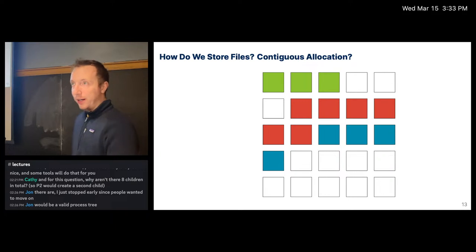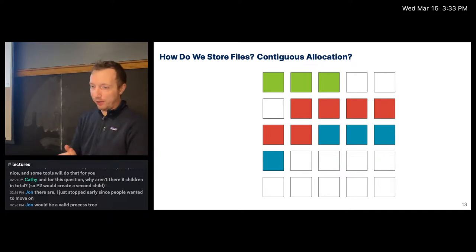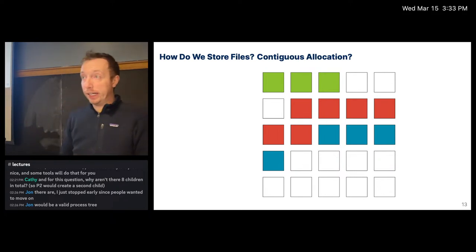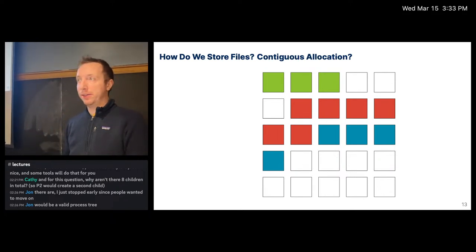Okay, so now talking about how we actually store files on your file system. We saw SSDs yesterday. We saw that they contain pages, which are basically just fixed size blocks of memory. So if we want to store a file, we would store it also in pages.